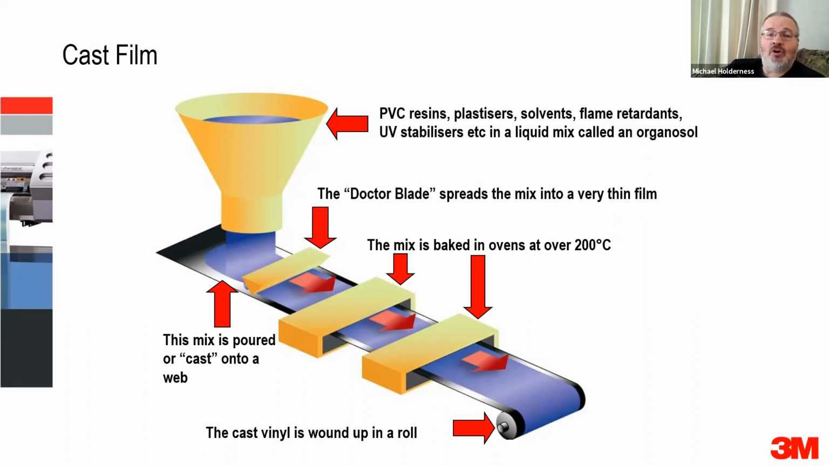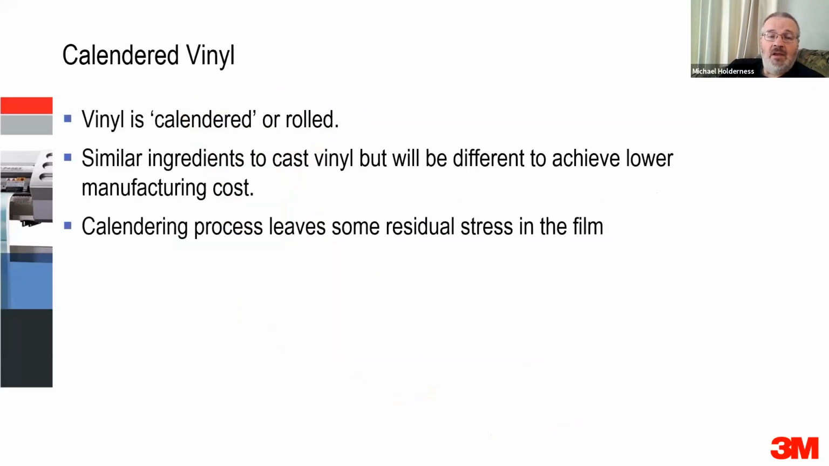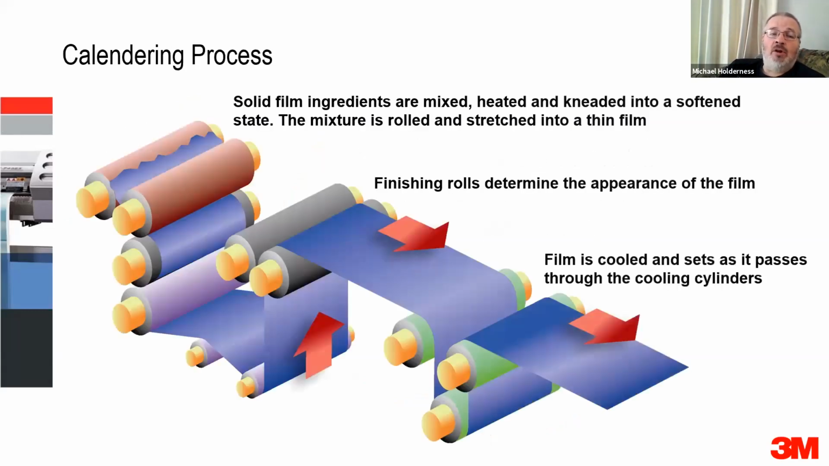That's how we make cast films. We make a liquid and we smear it out thin like buttering bread and make the film that way. Calendered vinyl is calendered or rolled, similar ingredients to cast vinyl, but it's stretched and rolled. We don't put in nearly as much of the stabilizers, and you can see from this end of the picture, we squeeze it out like a dough and we roll it, we heat it and we roll it and make it very thin, and then we chill it down and set it. So you can see that there is stress in that film.